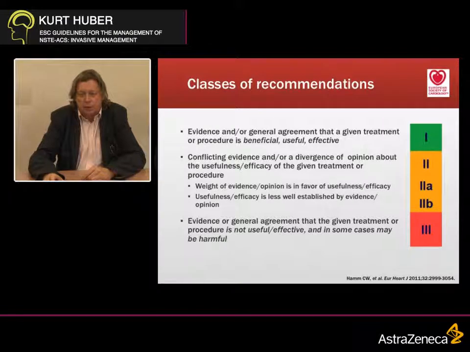Within class 2, there are two options, 2A or 2B. Class 2 means that there is conflicting evidence and/or a divergence of opinion about the usefulness or efficacy of the given treatment or procedure. 2A is a bit better: there is weight of evidence or opinion in favor of usefulness or efficacy. In 2B, usefulness or efficacy is less well established by evidence or opinion. And class 3 is the situation where there is evidence or general agreement that the given treatment or procedure is not useful or effective, and in some cases may even be harmful.